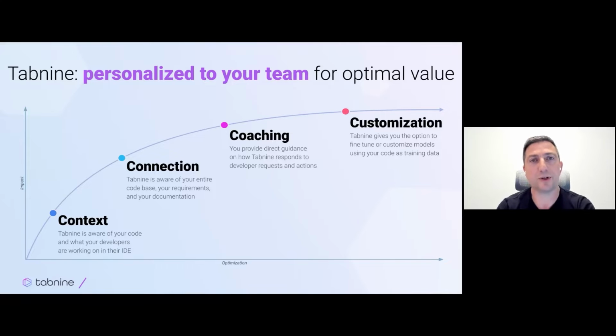It's not enough for an AI assistant to just generate code. You want AI assistants to generate the code that you want and the code that your organization needs. Finally, in terms of personalization, is customization, creating a custom, fine-tuned model for your organization, for a code base, and I'll touch on that a little later.